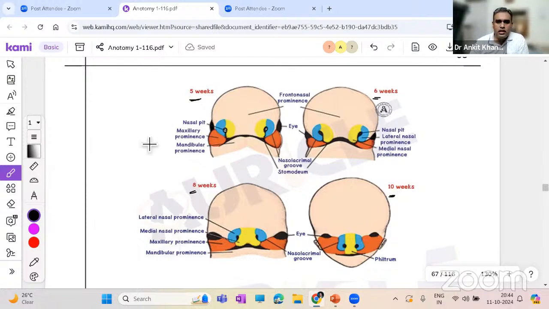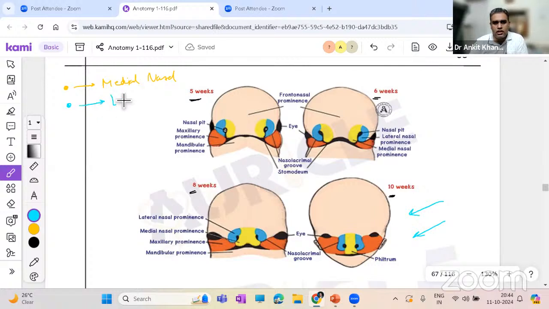The yellow color is showing the medial nasal process. Let me help you guys over here. Yellow color I'm showing with this color, right? It is showing the medial nasal process. Then the blue color, what is it showing? The lateral nasal process. Look at this image, the final image also.